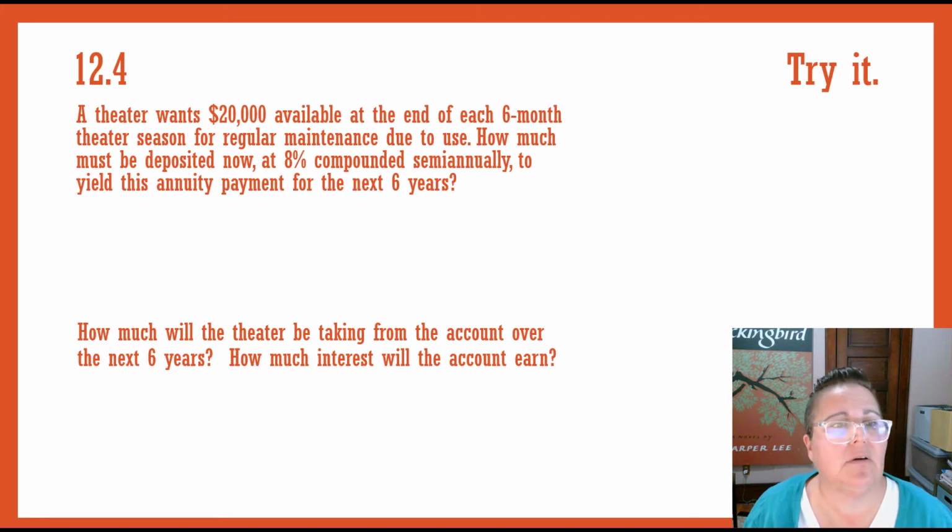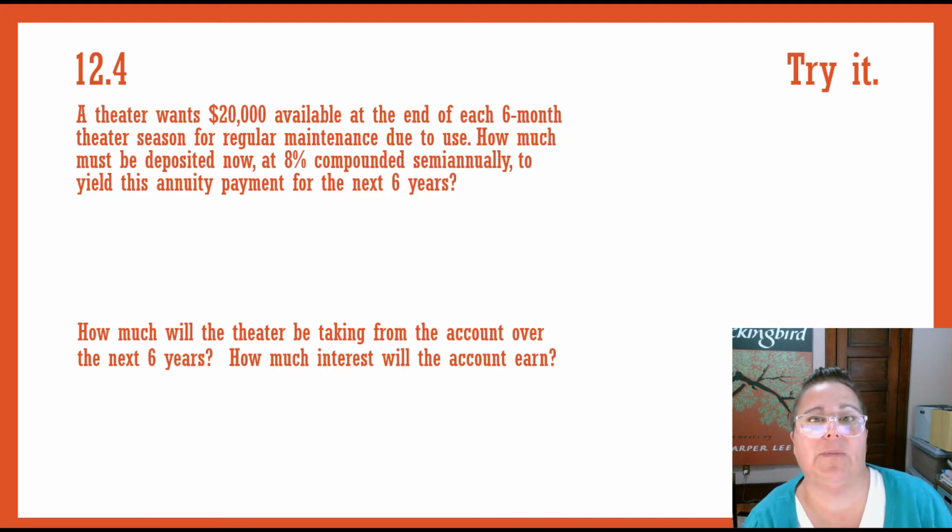Wait, how many times a year? At the end of each 6 months. Oh, so twice a year. So they want to be able to collect 12 $20,000 payments. That's $240,000.